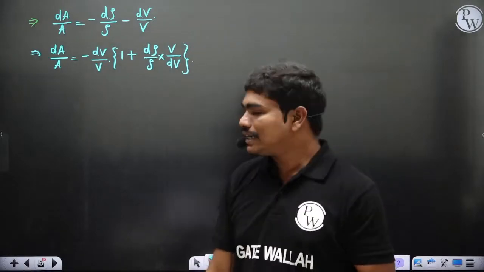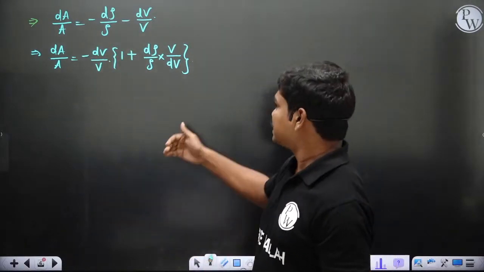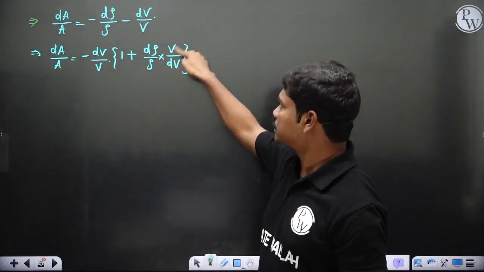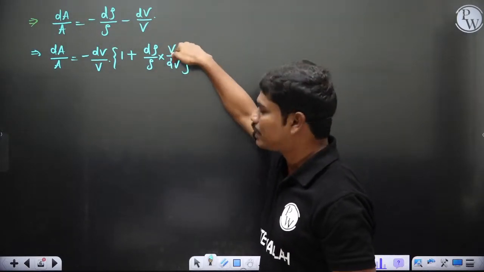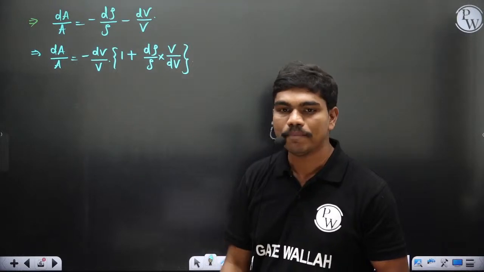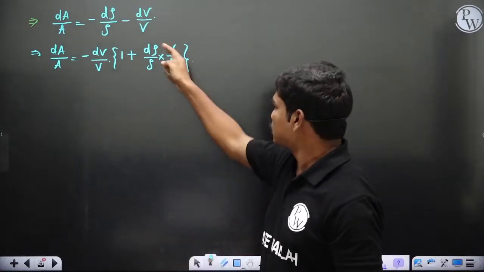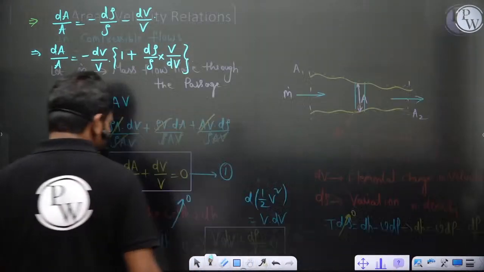Okay. Now actually, to further simplify this equation, we need something of this dρ by dV. Because V and density are conditions at a particular location. But what is the ratio of this dρ by dV? That's the main thing which is important. But we ideally don't have the values of dρ by dV. So let us take the help of this equation.